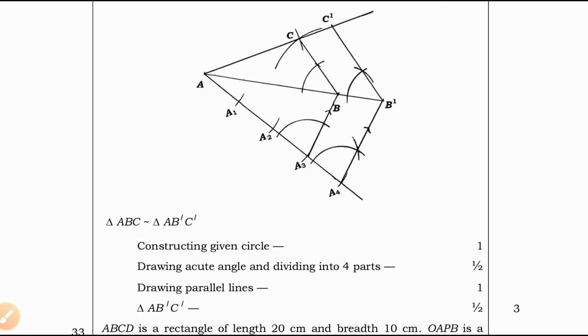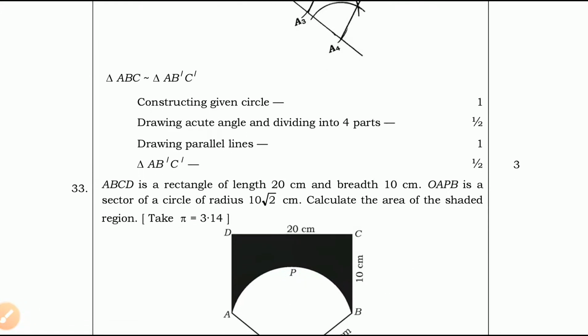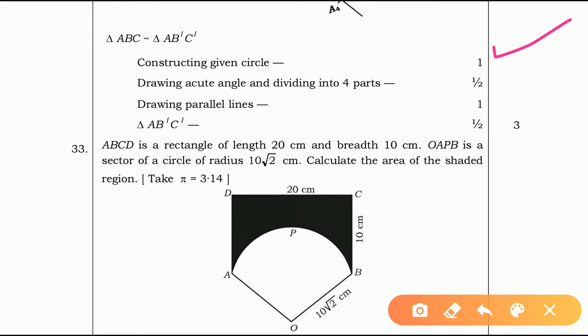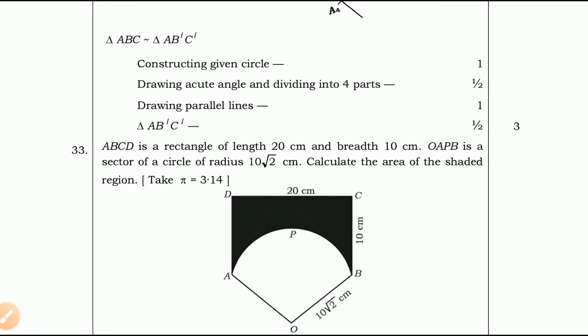Now in this case we will discuss the scheme of valuation. Constructing the given triangle, we award 1 mark. Drawing an acute angle and dividing it into 4 parts, we award half mark. Drawing parallel lines, we award 1 mark. Triangle A B dash C dash, we award half mark. This is the procedure to construct triangle A B dash C dash.